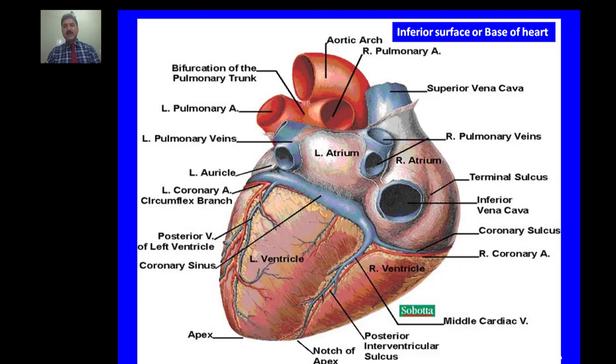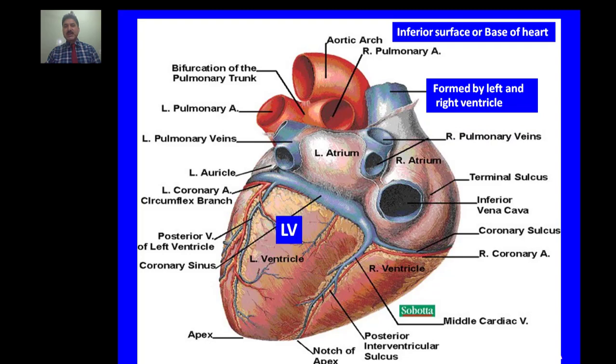Inferior surface of heart is also called the diaphragmatic surface of the heart. It is this surface of the heart which rests on the central tendon of the diaphragm. Two-thirds of it is formed by the left ventricle and right ventricle contributes to one-third of its formation. The two ventricles are separated on the surface by posterior interventricular sulcus or groove.